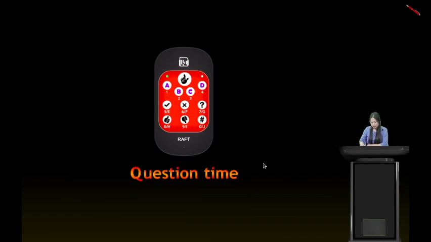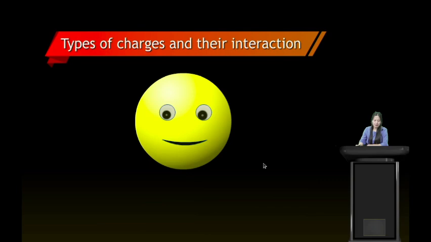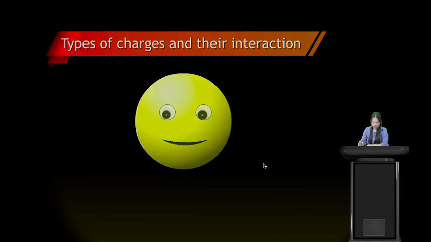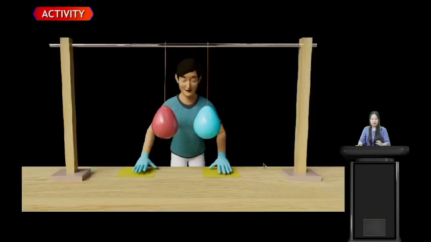Alright, students, so let us see types of charges and their interaction. To understand this, let us perform another activity. For this activity, take two inflated balloons and hang them in this way, as we can see here, so that they are not touching one another.